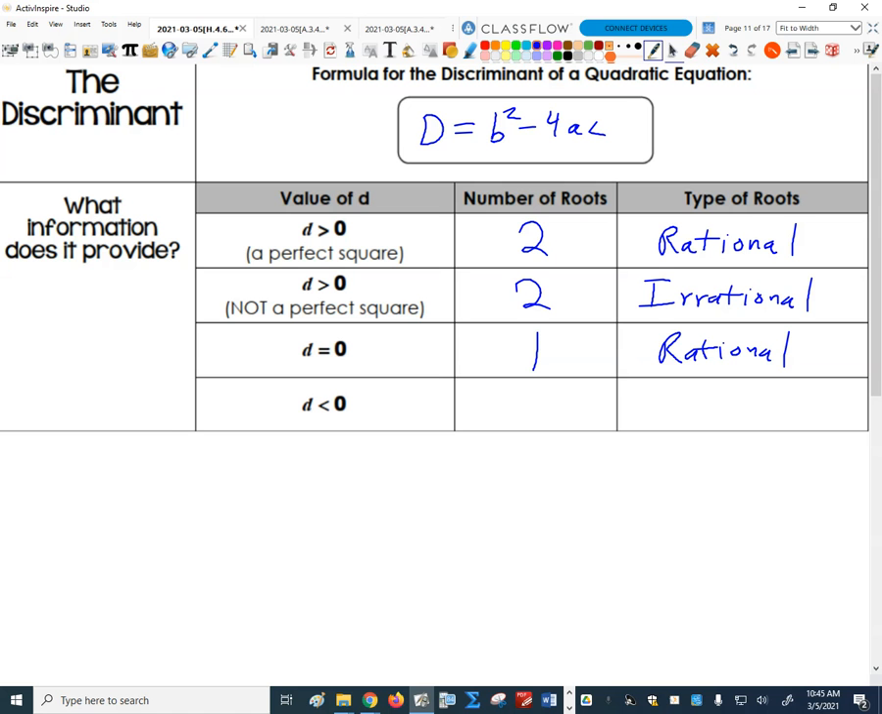And if D is less than 0, so D is negative, how many? Hold up fingers. 2, good. And what are they going to be? They're going to be complex with imaginary parts.